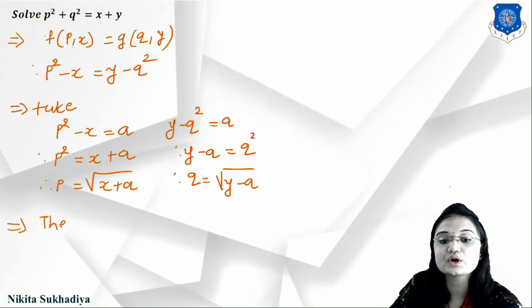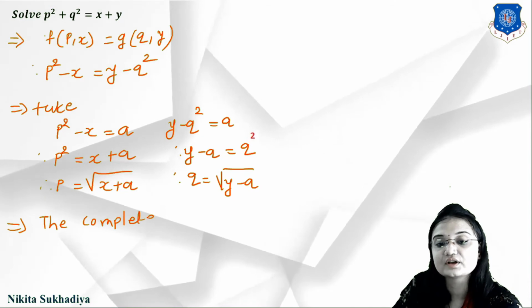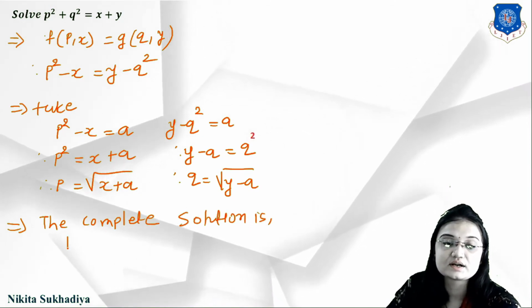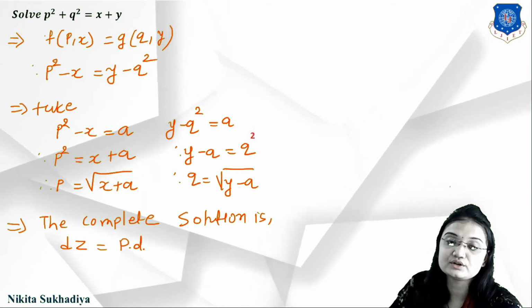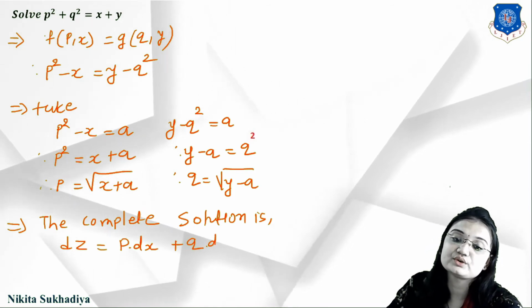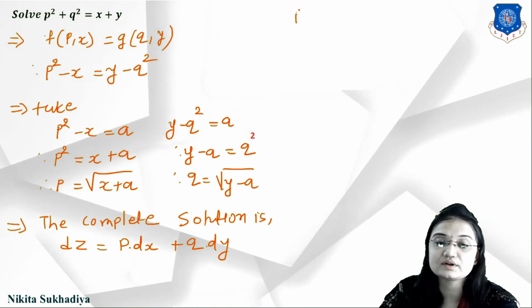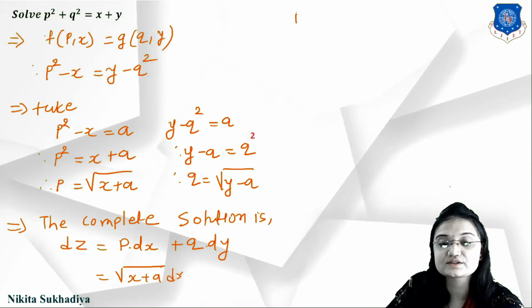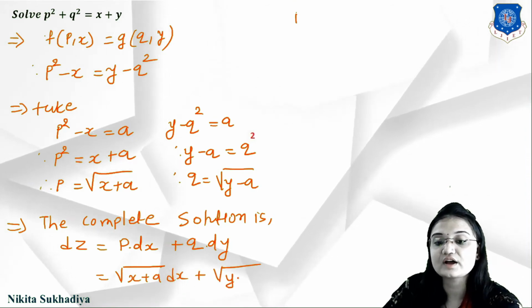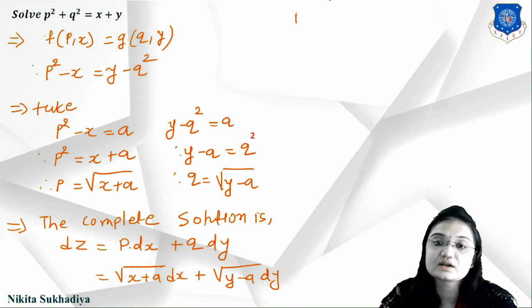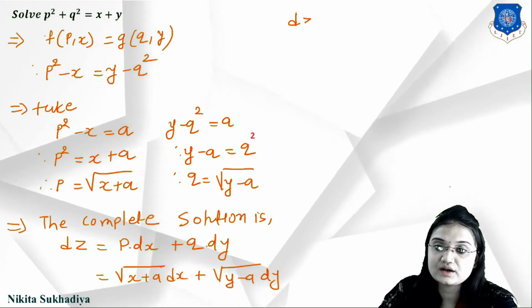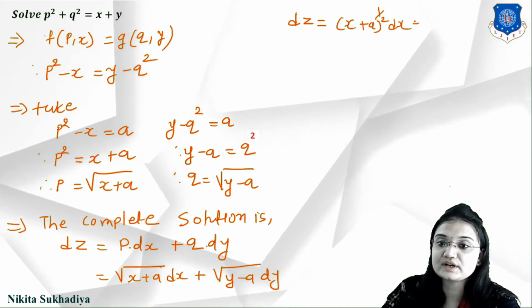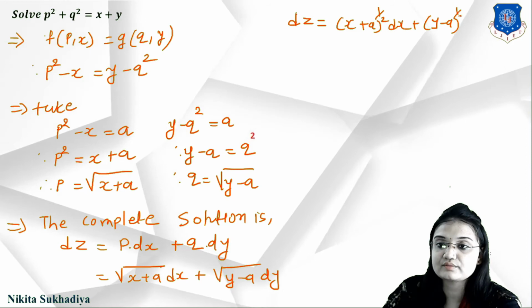Okay, so the complete solution is dz is equal to p into dx plus q into dy. So here we have p, that is the square root of x plus a, into dx plus q, that is the square root of y minus a, into dy. So we have dz is equal to (x + a)^(1/2) into dx plus (y − a)^(1/2) into dy.